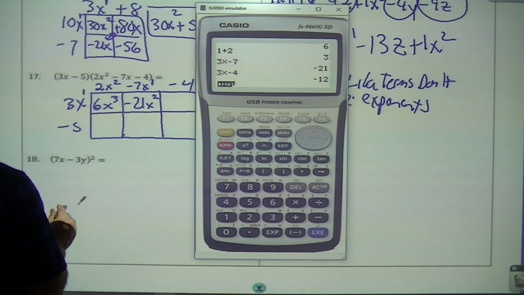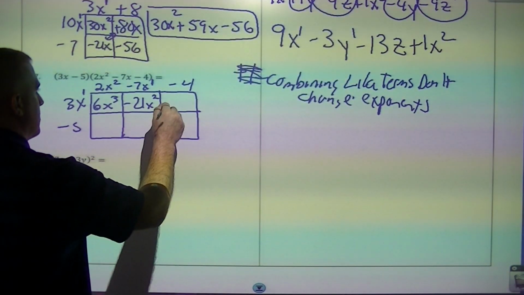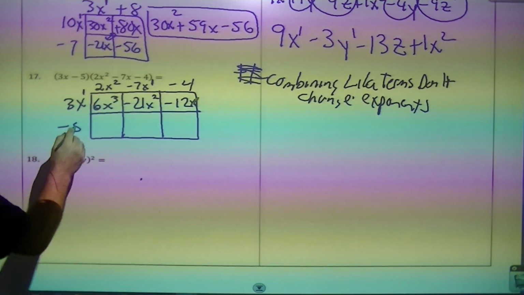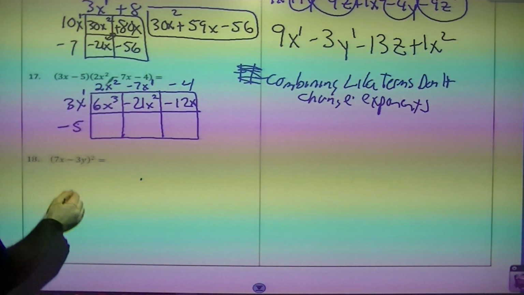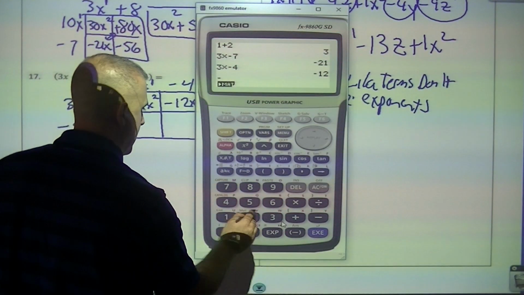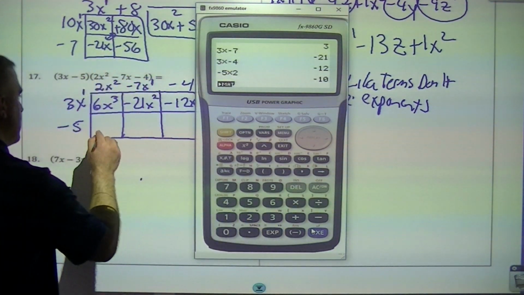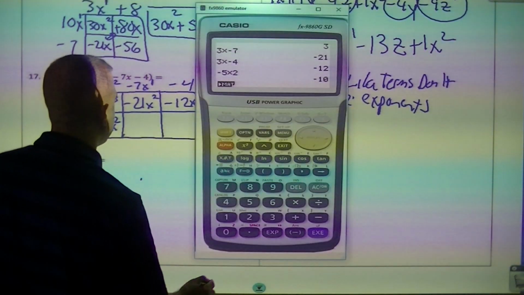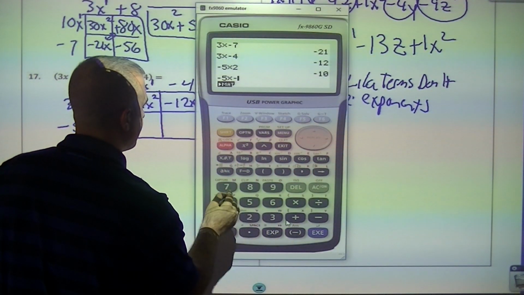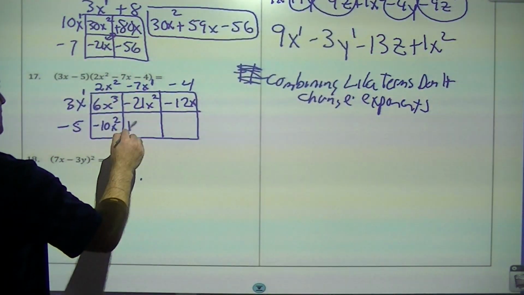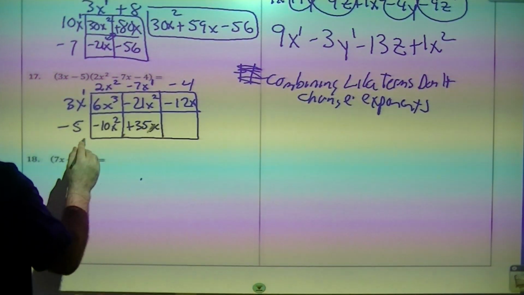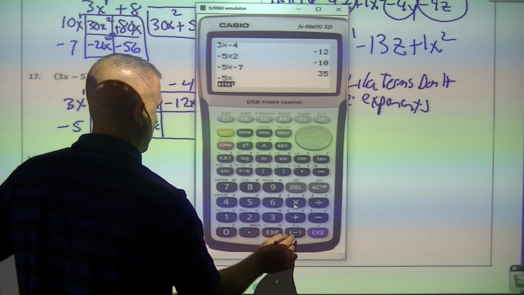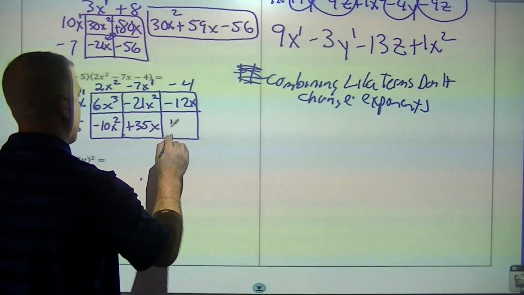I got -12x. Then I'm going to do -5 times 2x squared. So this is -5 times 2. Nothing's going to change with the exponents, -10x squared. Then I got -5 times -7. So that's +35, and the x is going to stay there. -5 times -4, this is +20.